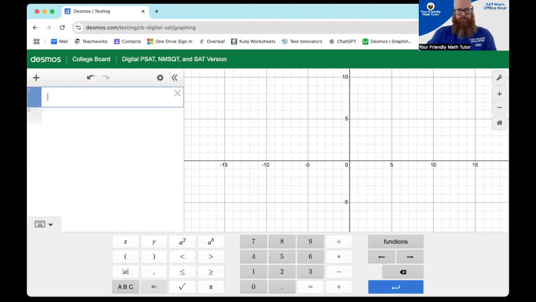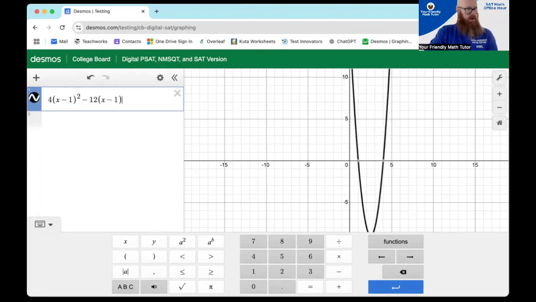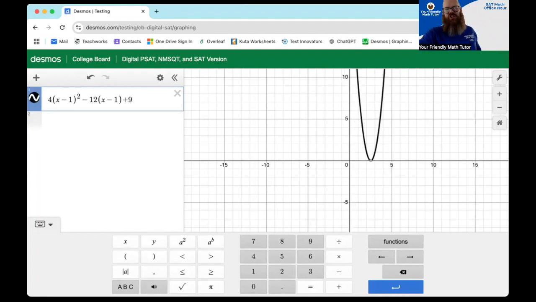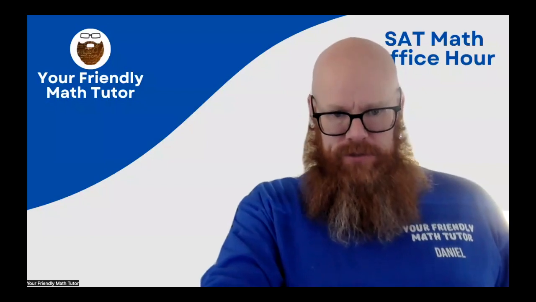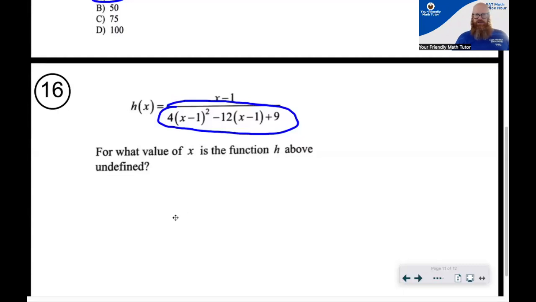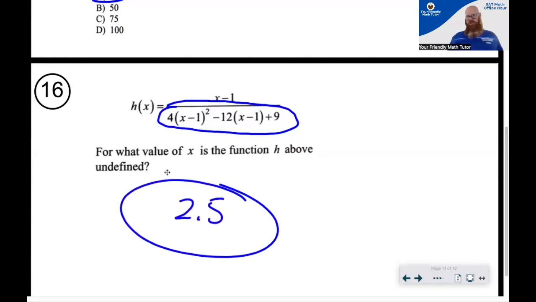I'm going to do 4 times (x minus 1) squared minus 12 times (x minus 1) plus 9. And then I just want to know where its x-intercept is. That's going to be where that thing is 0. And then since it's in the denominator, I'll be dividing by 0 and it'll be undefined. So that's going to happen here at 2.5. So then I go back here and I say that my answer is simply 2.5. They'll accept 5 over 2 as well, but we got it in decimal form, which is totally fine.